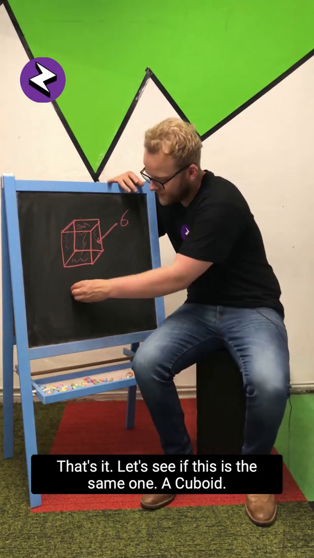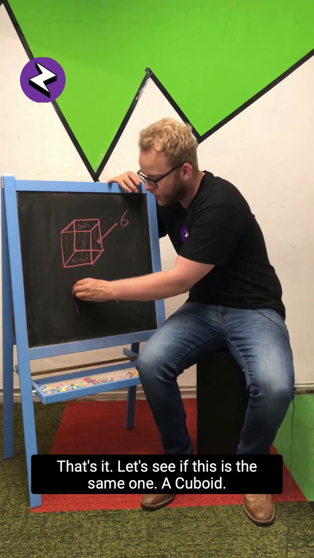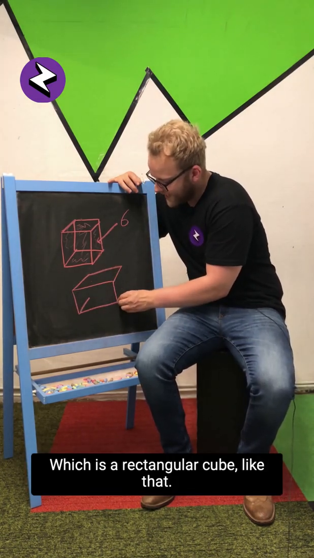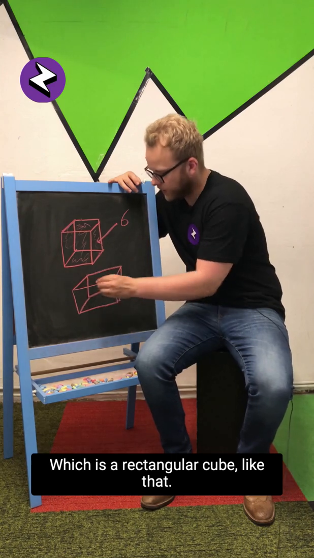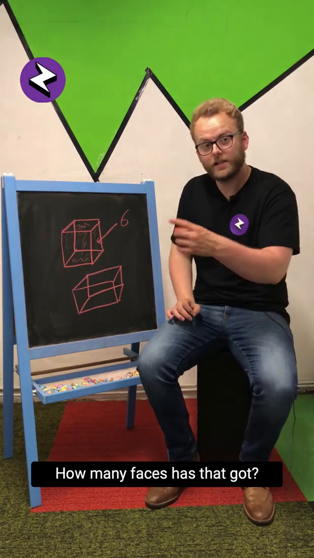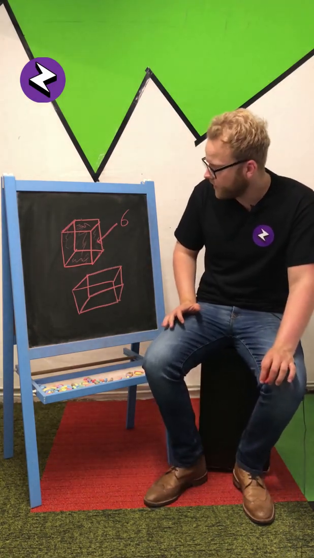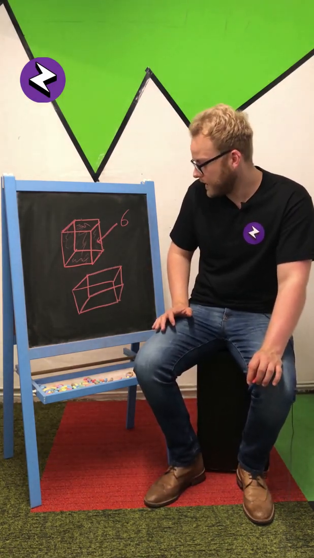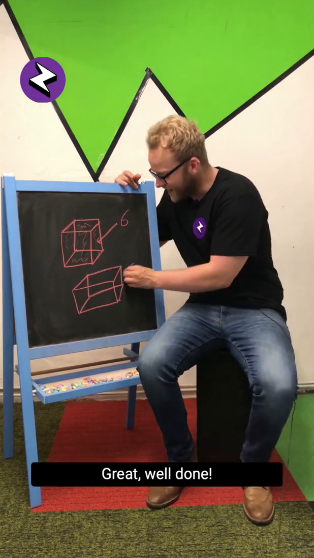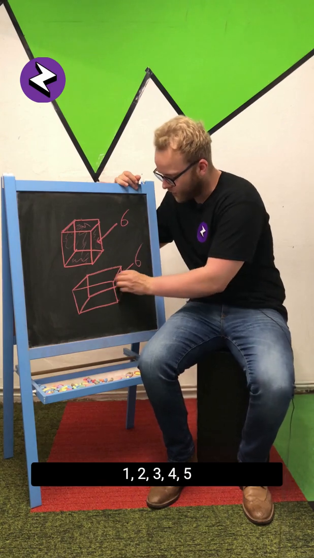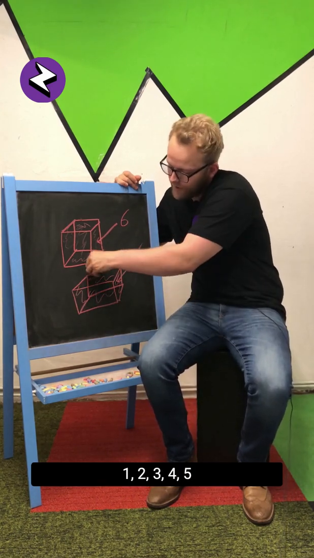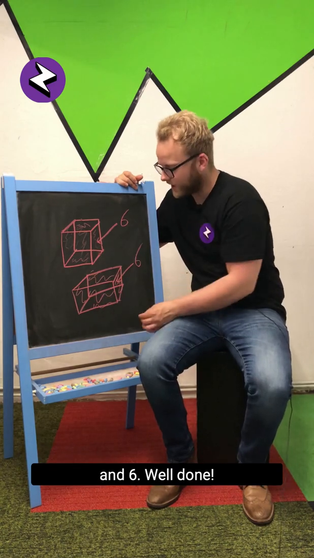So let's see if this is the same one. If I give you a cuboid, okay, which is a rectangular cube like that, how many faces has that got? See if it's the same or different. Oh, it's the same, isn't it? Okay, great. Well done. Because you've got 1, 2, 3, 4, round the back 5, then on the bottom 6.